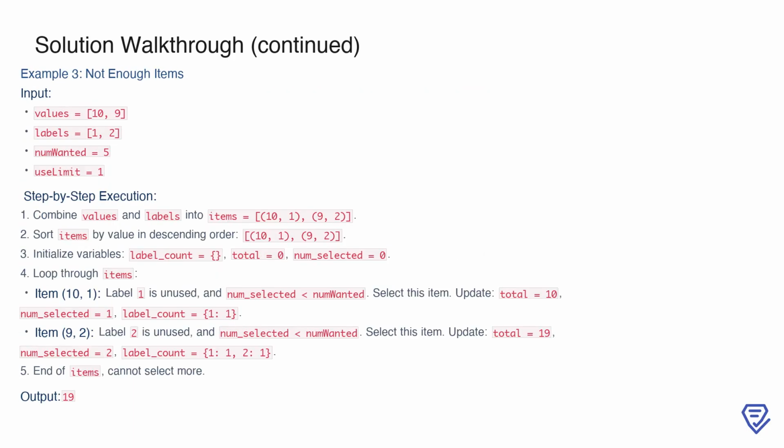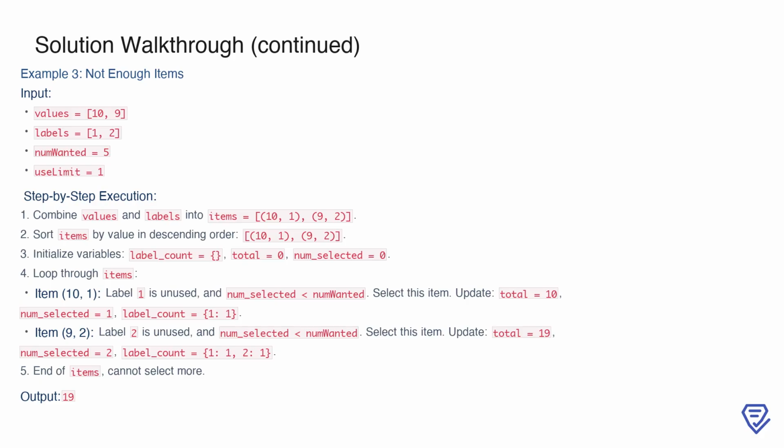Now let's explore an example where there aren't enough items to meet the number_wanted constraint. The input values are [10, 9], with labels [1, 2], num_wanted is 5, and use_limit is 1. First, we combine the values and labels into items equals [(10, 1), (9, 2)], and sort them in descending order of value, which again doesn't change the order. We initialize label_count as an empty dictionary, total as 0, and number_selected as 0.